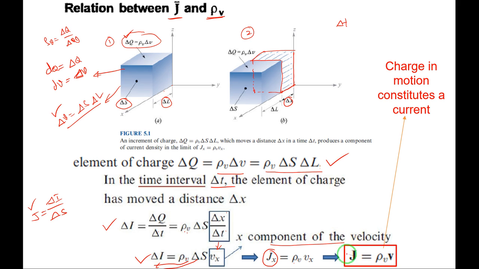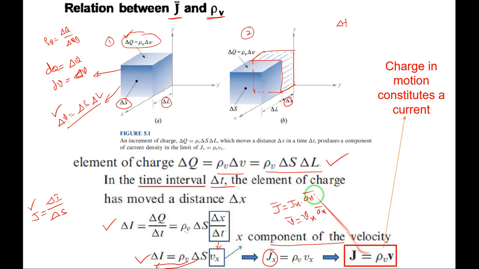So from this, how I will get this, I will tell you. J vector is equal to Jx into Ax, because current density is along x direction. So what is the velocity vector v? The component of velocity along x direction into Ax. I hope you got it. So you are getting Jx is equal to rho v into vx, and this is in terms of vector.